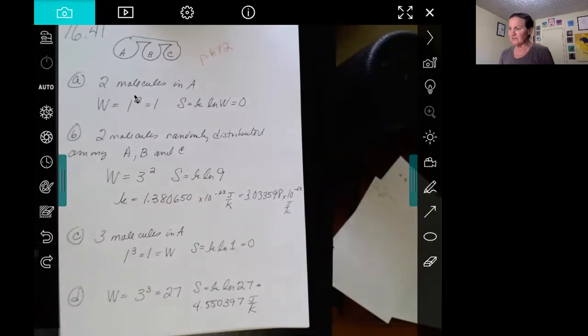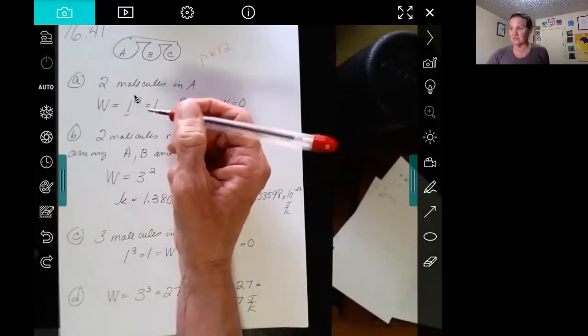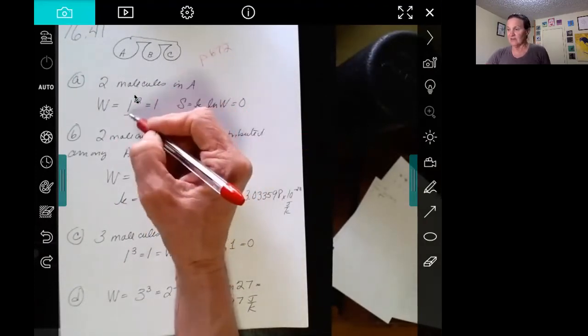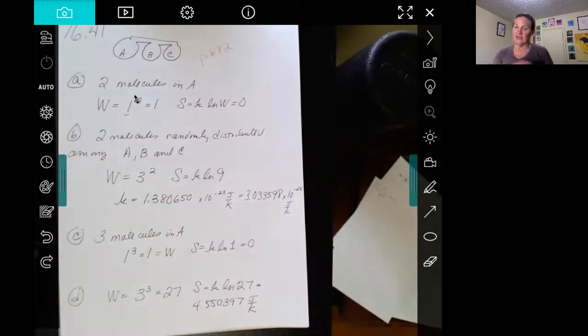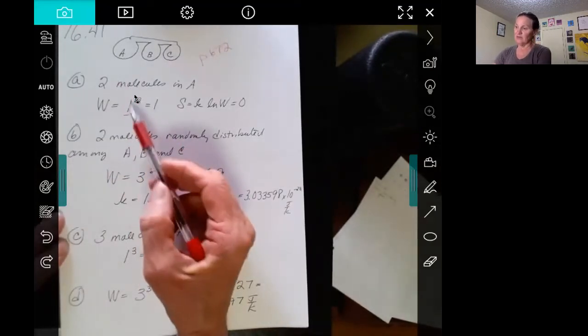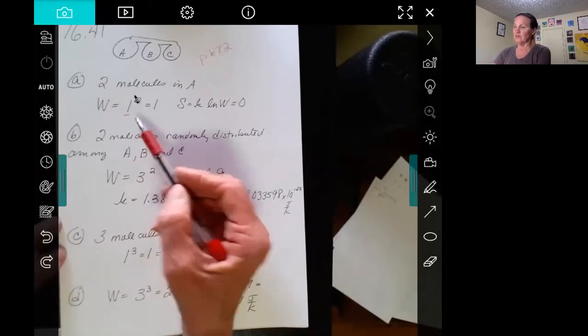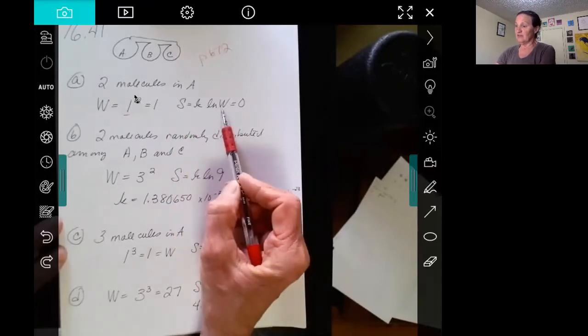So in the first one, we have 2 molecules and they're in container A. So their number of options for where they can be is just one. They're in container A. But each of them is in container A, and so you raise it to the power of the number of molecules you have. So the first molecule can be in A, the second molecule can be in A, so it's 1 times 1, which gives you 1, and the weight therefore is 1, natural log of 1 is 0.